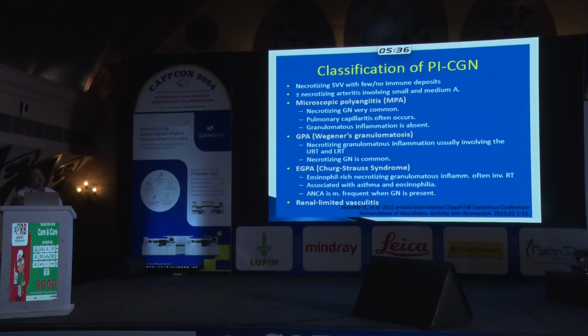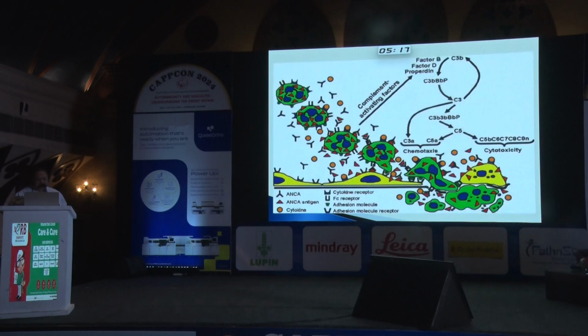And this can involve only up to 60 to 70% of the kidneys. Otherwise, both MPA and GPA involve almost 80 to 90% of the kidneys. So renal manifestation is less in cases of Churg-Strauss.